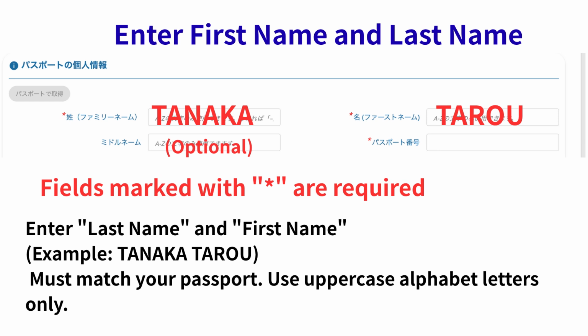Next is the name entry section. Enter your surname, family name, and given name, first name, exactly as they appear in your passport. Use uppercase Roman letters only. For example, if your name is Tanaka Taro, enter it as TANAKA TARO. Fields marked with a red asterisk are required and must be filled in.